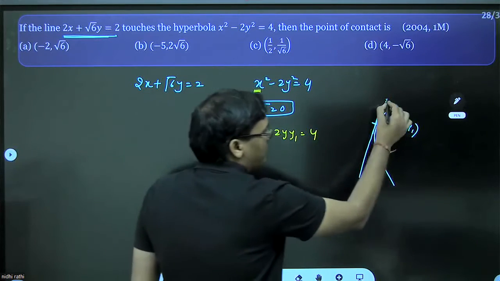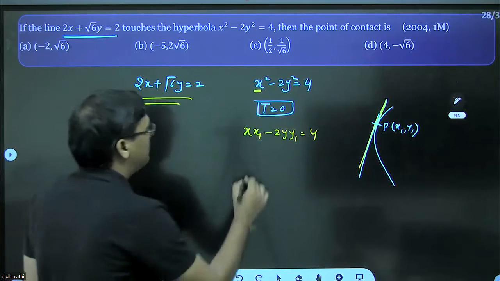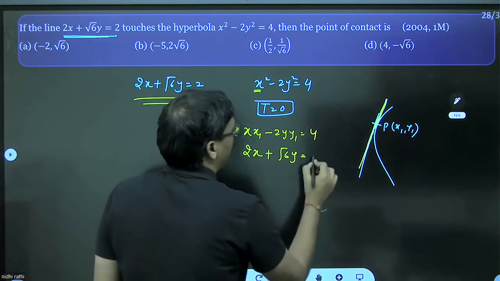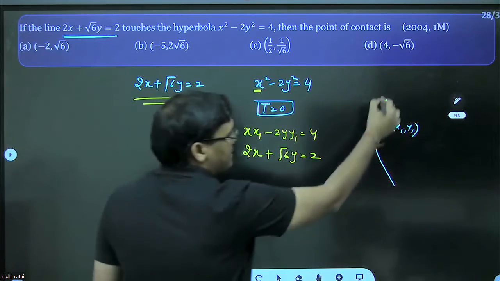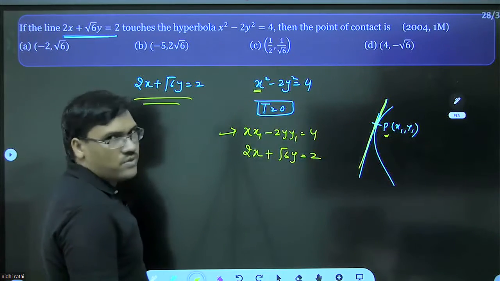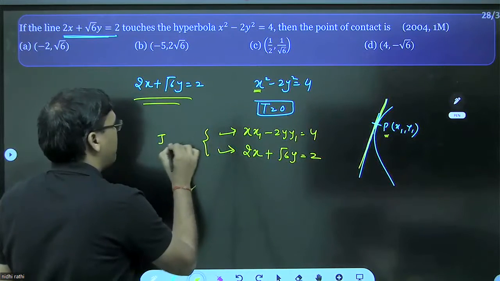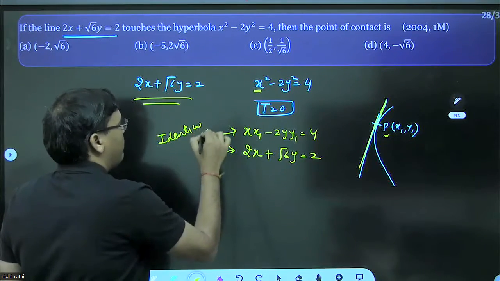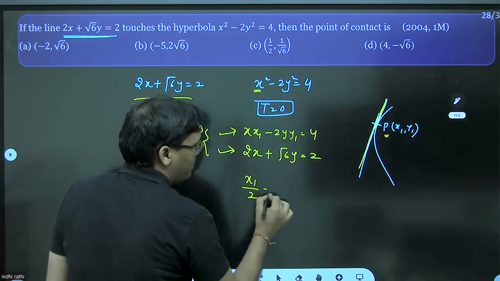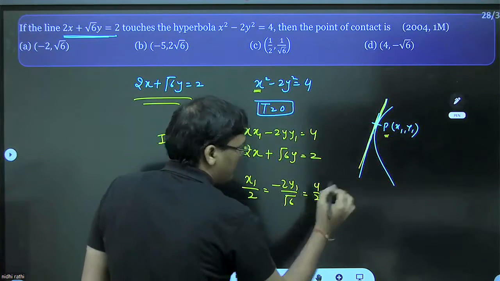But we also know that the given tangent is 2x plus root 6y is equal to 2. We have assumed that the point of contact is x1 comma y1. So this is the equation of tangent by T is equal to 0, and this is given to you. That means both the equations should be identical, because at one point we will have only one tangent. So what is the condition for identical equations? A1 upon A2 is equal to B1 upon B2 is equal to C1 upon C2.